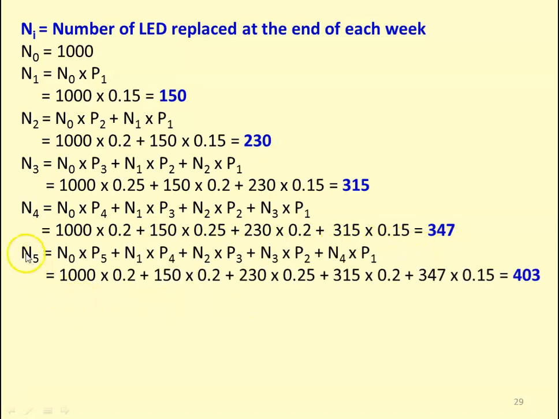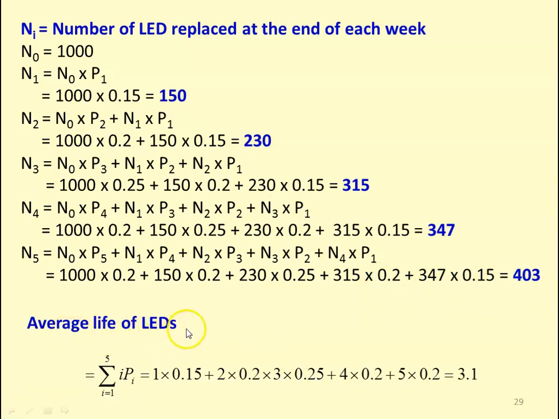347, and N5 equal to N0 into P5 plus N1 into P4 plus N2 into P3 plus N3 into P2 plus N4 into P1. Substitute numerical values: 1000 into 0.2 plus 150 into 0.2 plus 230 into 0.25 plus 315 into 0.2 plus 347 into 0.15 equal to 403.